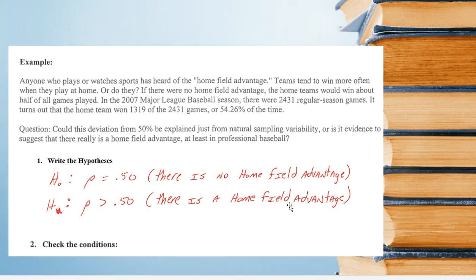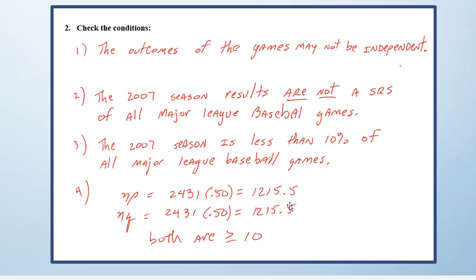All right, how'd you do? The null hypothesis is that there is no home field advantage. The probability that the home team is going to win is 0.50. The alternative is that there is an advantage, so it's greater than 0.50. All right, now you have to think about checking your conditions. So take a look and see if you checked your conditions.